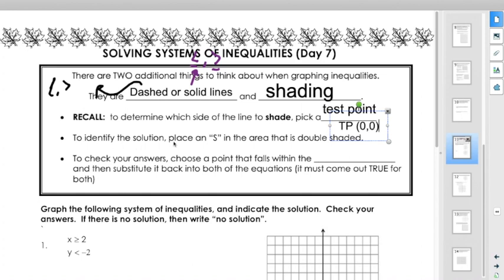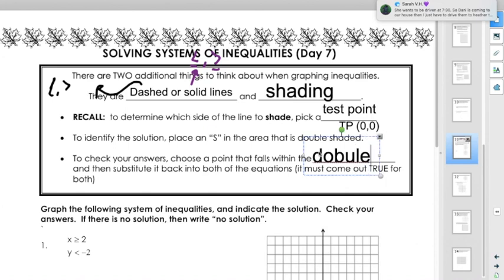Third step, to identify that solution, we placed an S in the area that was shaded. So in this case, we're going to have two different equations or inequalities to graph, and we're going to want to place an S where it's double shaded. So where did we shade for both, and where did those shadings cross? To check our answers, we choose a point that falls within the double shaded area.